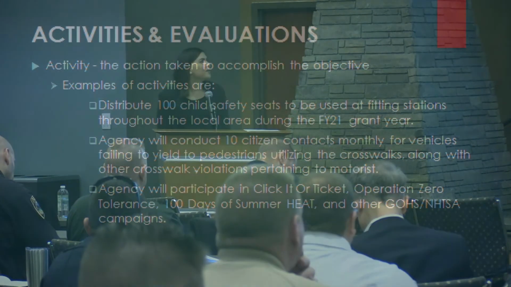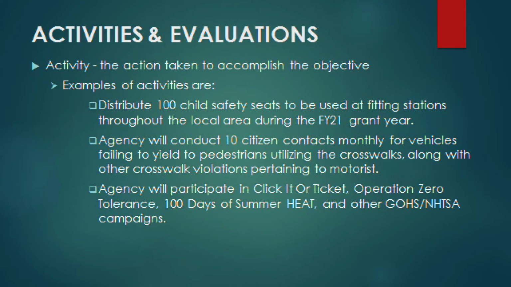So for activities and evaluations. An activity is what you are going to do during the grant period month to month to meet your objective and therefore meet your goal. And each month you're going to submit a monthly report or a progress report, and we're going to look at your activities and how many of that activity you did each month.